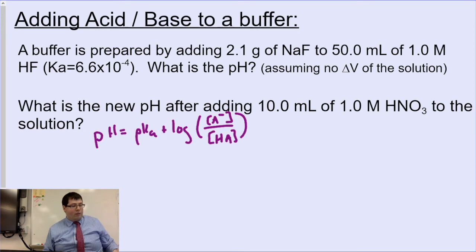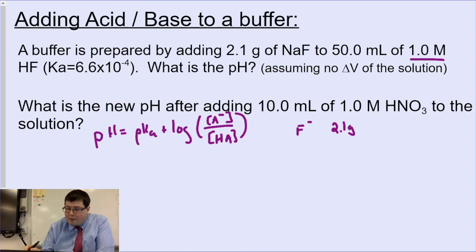Now, to go ahead and solve this out, I'm going to first need to figure out the concentration of the base that I have here, since I already know the concentration of my acid, that's 1 molar. So to find the concentration of my base, which is F minus, the conjugate base of HF, I know the amount of grams, 2.1 grams, that's going to be dissolved in 50 milliliters. So I first need to take my 2.1 grams and convert that to moles.